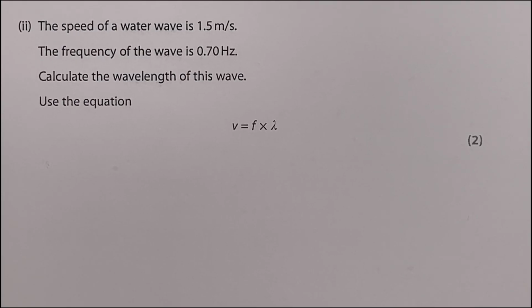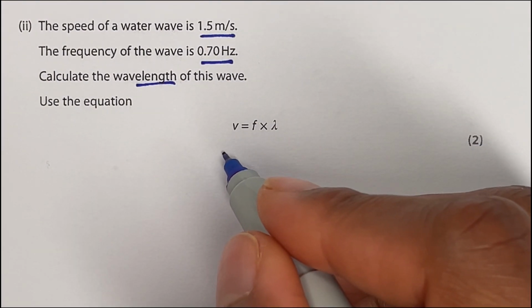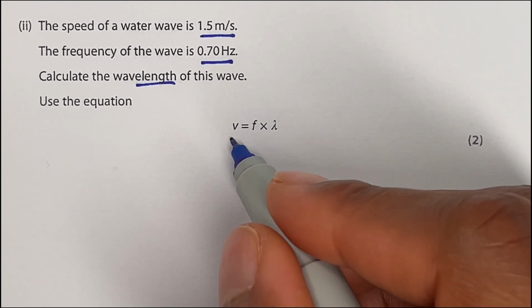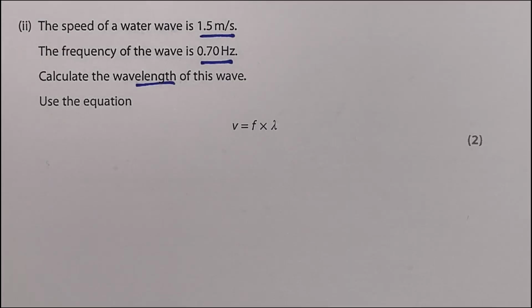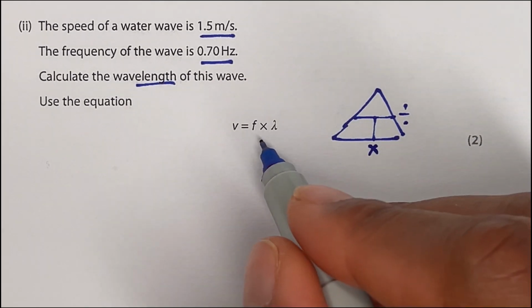The speed of a water wave is 1.5 meters per second. The frequency is 0.7 hertz. Calculate the wavelength. So wave speed is frequency times wavelength. So I need to rearrange the formula. I put that in a triangle. This is divide, this is multiply, and this is f times.